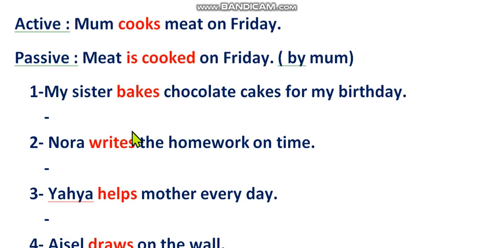Now let's answer together some examples. Well, my sister bakes chocolate cakes for my birthday. You may pause the video and think of the answer, and then we do it together. So the object is, yes, chocolate cakes. That's plural. So are.